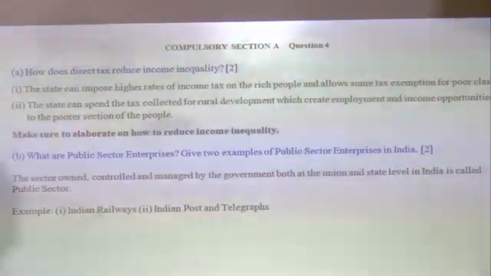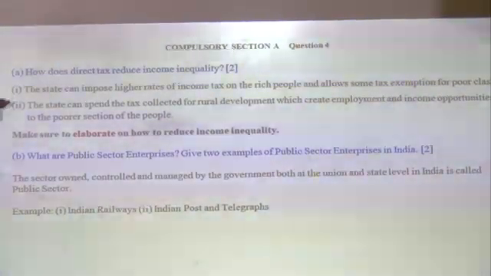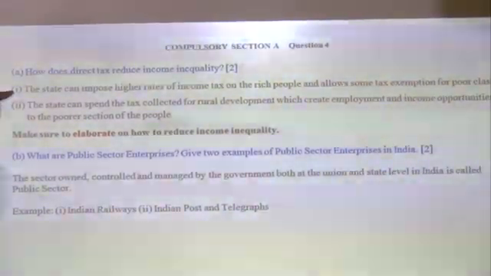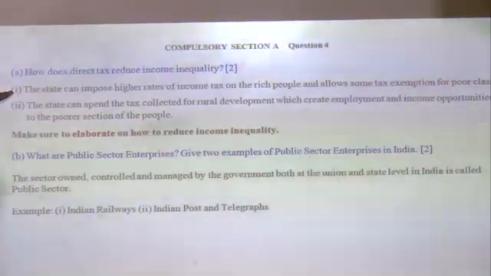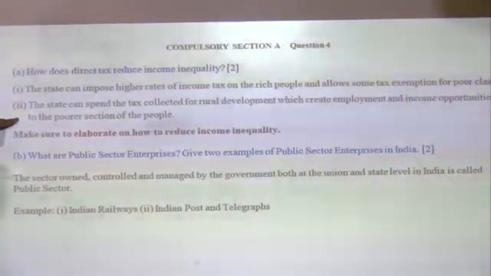Then you have question number 4A. How does direct tax reduce income inequality? First part, so we have 2 marks, 1 mark here. The state can impose a higher rate of income tax on the rich people and allow tax exemption for the poorer class. Second one, the state can spend the tax collected from the rich for rural development, which generates employment for them and creates an income opportunity for the poorer section of the people.